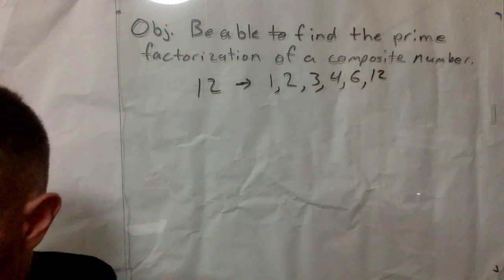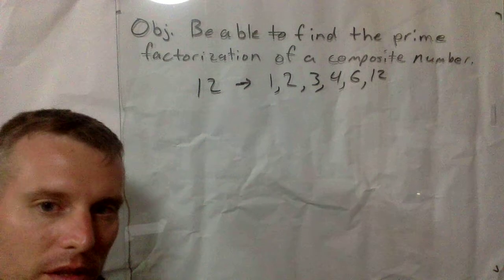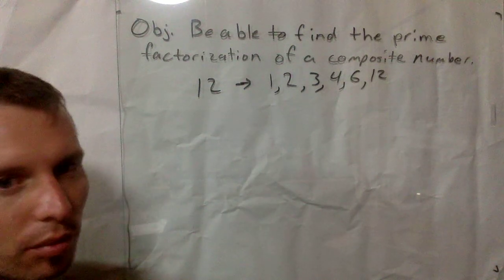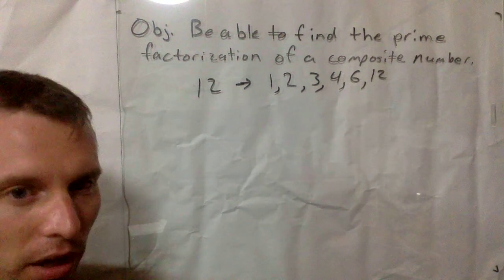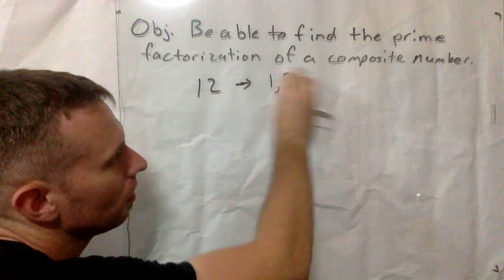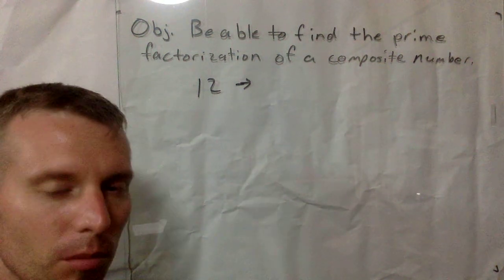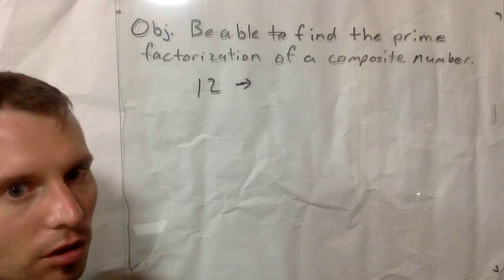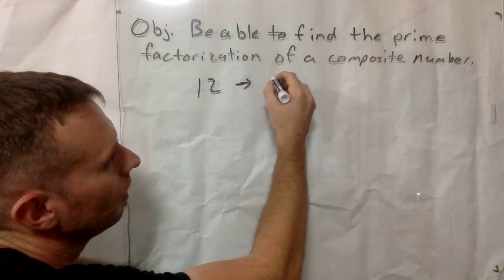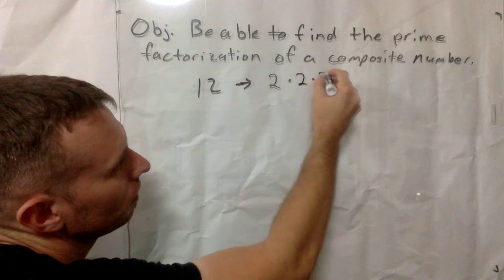So those are factors. But we can see from those factors that they're not all prime numbers. We can see 4 is not prime, 6 is not prime, and 12 is not prime. So prime factorization is a little different. We want to know what are all of the numbers that we can multiply, the prime numbers that we can multiply together to get 12.